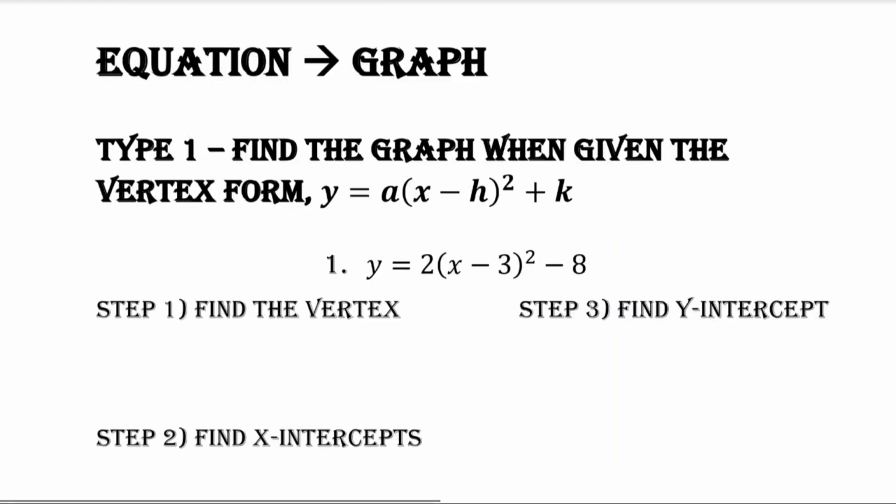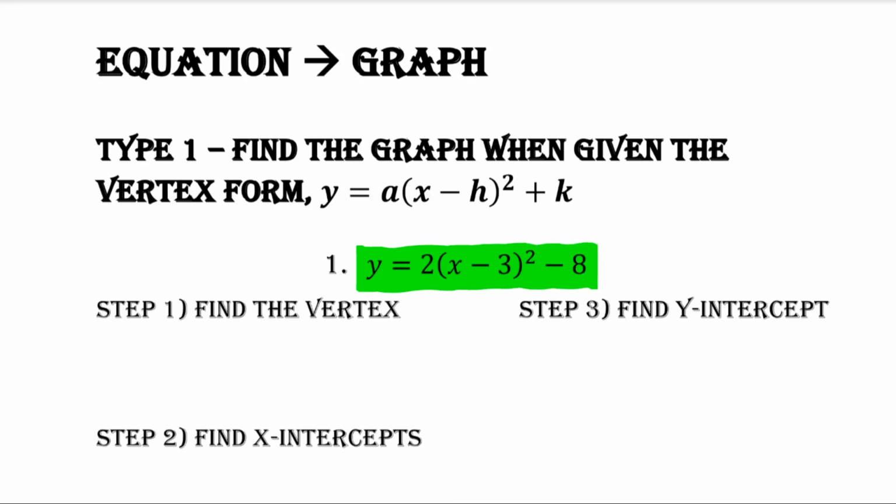Let's consider this equation y equals 2 times x minus 3 squared minus 8. It's following this form y equals a times x minus h squared plus k. This is vertex form of a quadratic. We know it's a quadratic because we've got a squared here on our x term. This is going to result in an x squared.